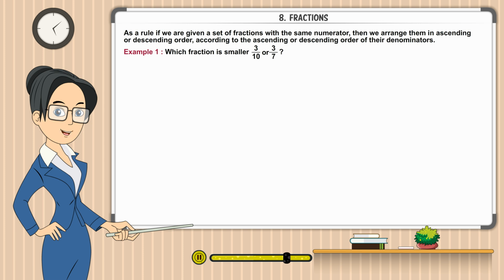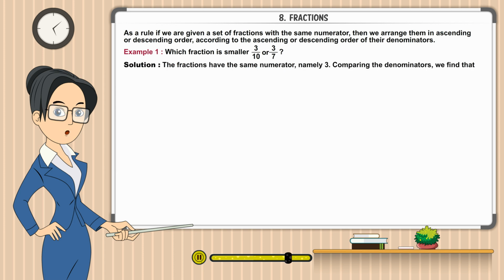Example 1. Which fraction is smaller, 3 upon 10 or 3 upon 7? Solution. The fractions have the same numerator, namely 3. Comparing the denominators, we find that 7 is less than 10. Therefore, 3 upon 10 is less than 3 upon 7.